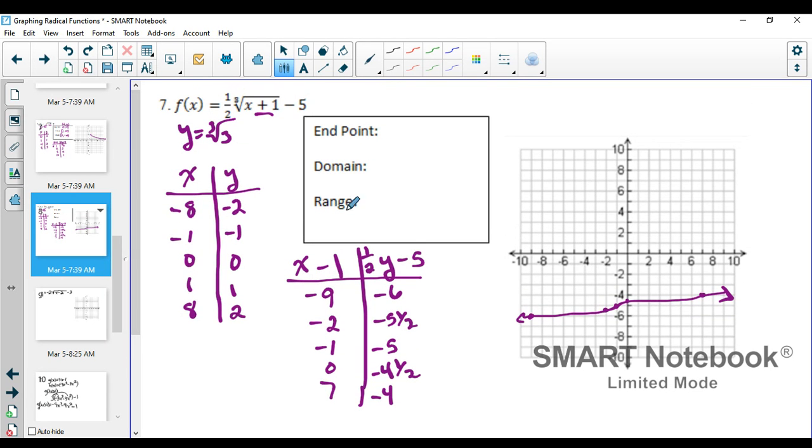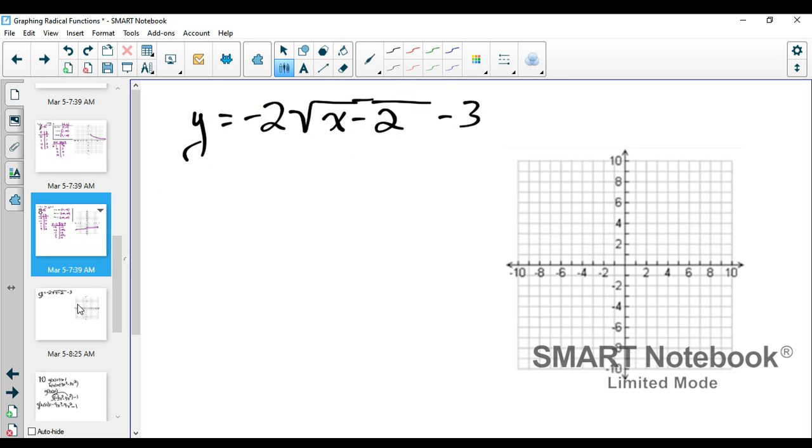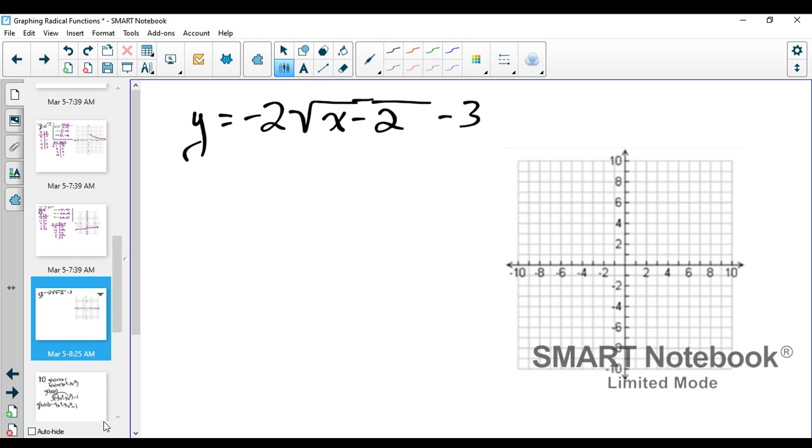All right, so our end point is the opposite of h, so -1, k, -5. And our domain this time is -infinity to +infinity. And our range is also -infinity to +infinity. All right, moving on to number 8. I think we'll just go with it. If it's not in your notes, then you get a little bit extra practice.